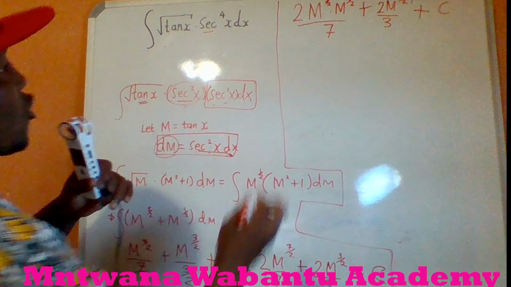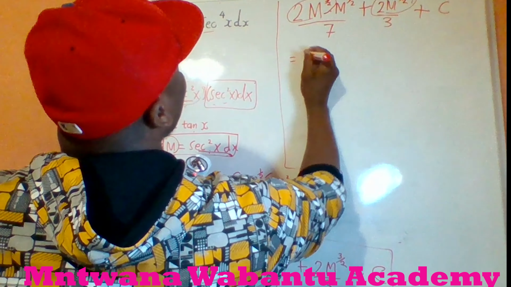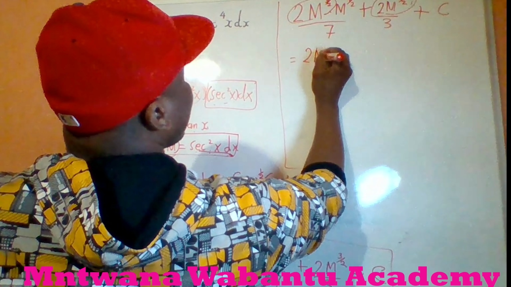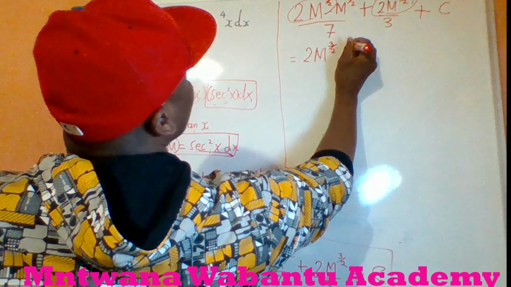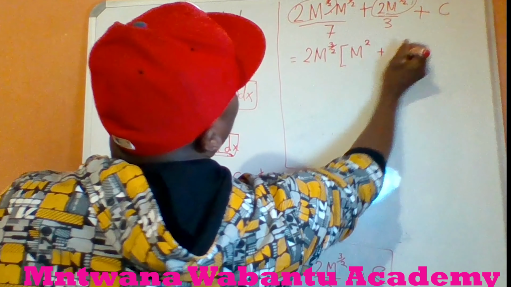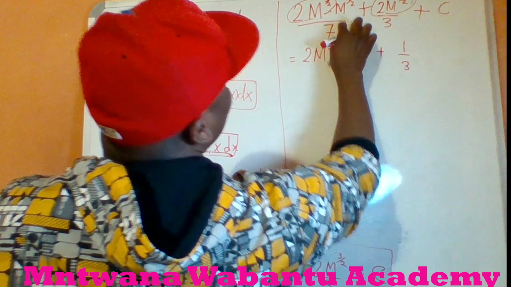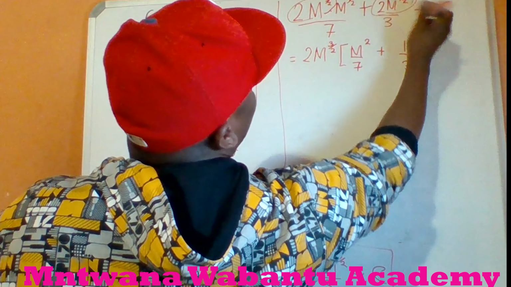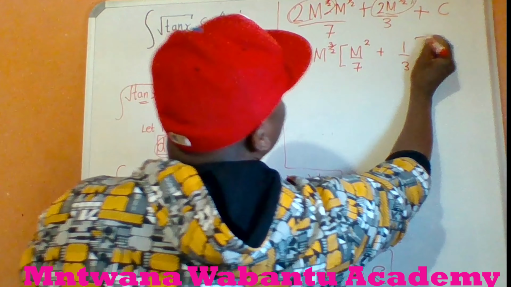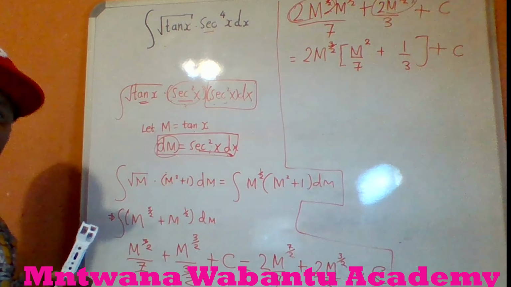So you see we have something common, which is this and this one, so we can factor that out before you substitute back the value of m. So you're going to say 2m to the 3 over 2, and you'll have m to the 4 over 2 divided by 7, plus 1 over 3, because this and this are common. And then we add the constant. So now we can substitute back the value of m that I already know.